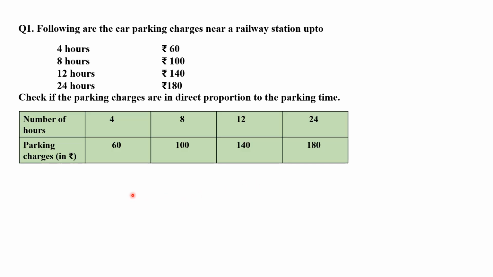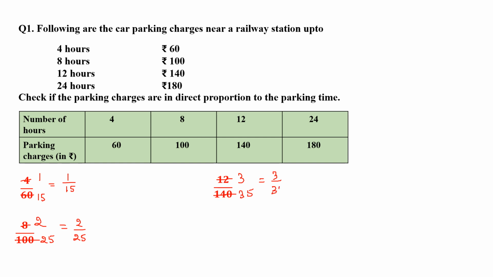Now I'm going to find the ratio one by one. So first is 4 by 60. So it will be 4 times 1, 4 times 15. So here I will get 1 by 15. Second case: 4 times 2 is 8 and 4 times 25 is 100. So it will be 2 by 25. Third case: 4 times 3 is 12 and 4 times 35 is 140. So it is 3 by 35.